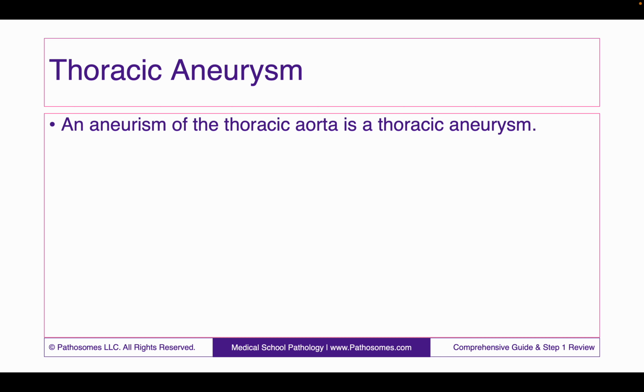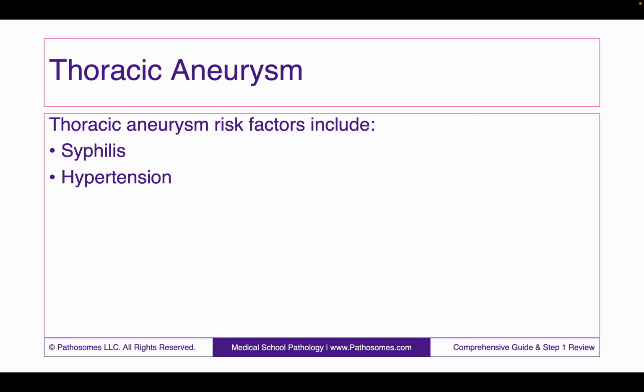Now let's talk a bit about aneurysms, okay? You down for that? Let's do it. Thoracic aneurysm is an aneurysm of the thoracic aorta. Thoracic aneurysm risk factors include syphilis and hypertension.